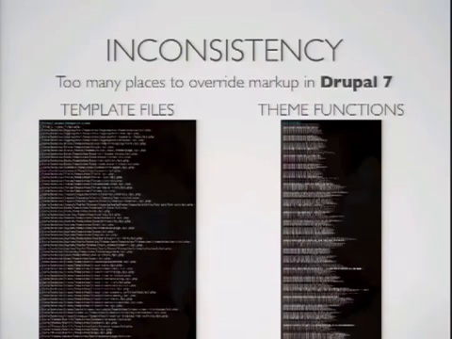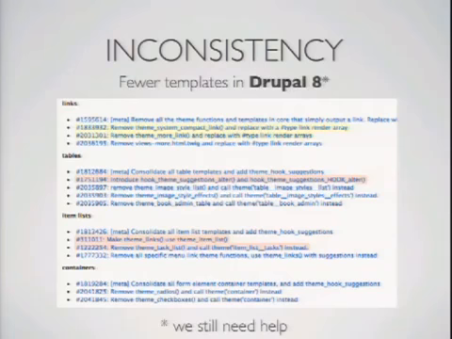Also, just the sheer amount of template files and theme functions, we can't even show you them all, and you can't read any of these. There's a lot of them, and it's just too much. It's too many layers. It's too complex. So we are trying to get rid of them and consolidate them. If they're the same thing, let's just use the same template. But we need your help.